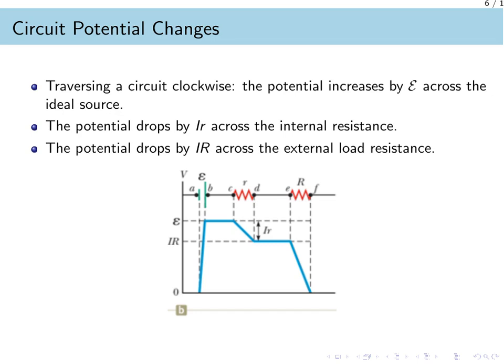By looking at the graphical representation of potential changes, we can trace the energy journey of a charge moving clockwise through the circuit. Starting at point A, the potential increases sharply as it passes through the ideal EMF source to point B. As the charge moves from C to D through the internal resistance, the potential drops by an amount equal to I times r. Finally, as the charge moves through the external load resistor, R, from point E to F, the potential drops again by an amount I times R, returning to its original level. This visualization helps us track exactly where energy is being gained and lost.